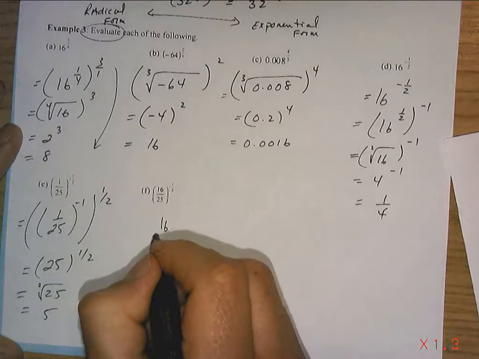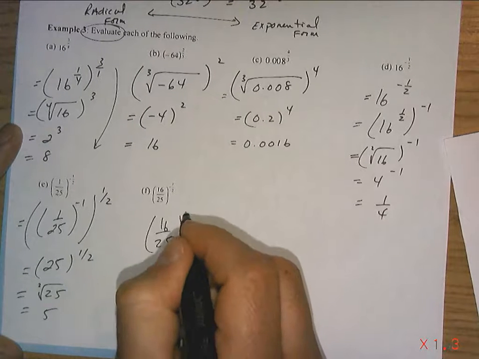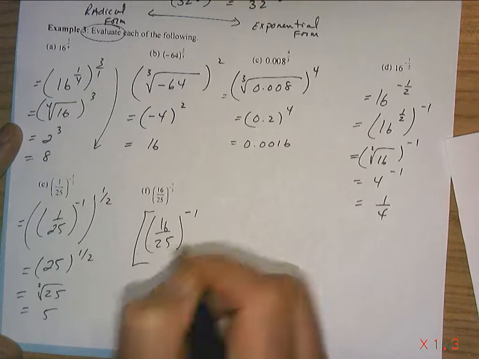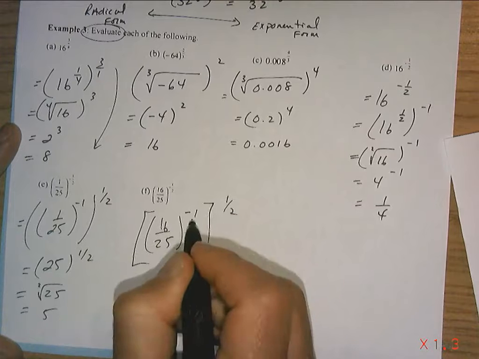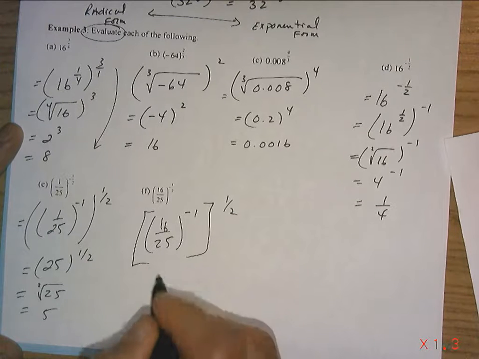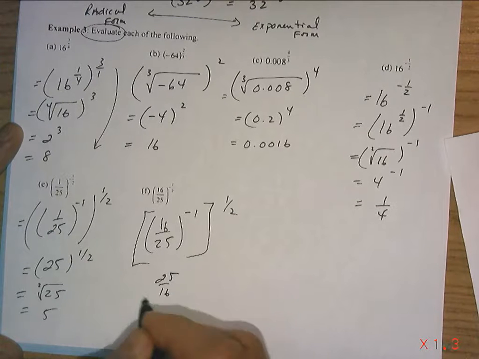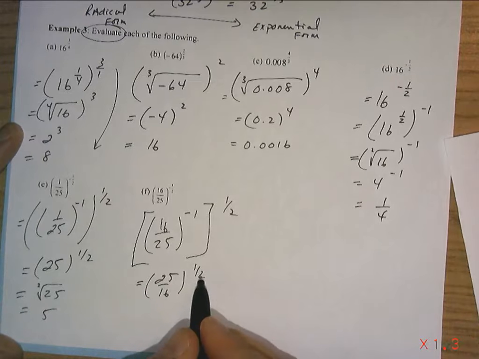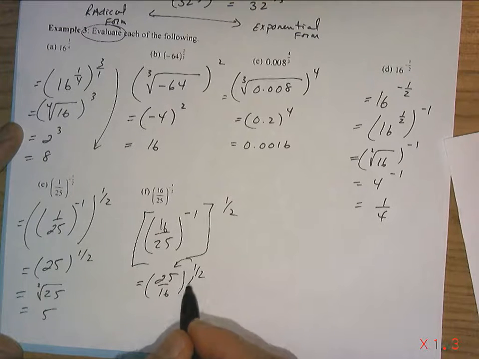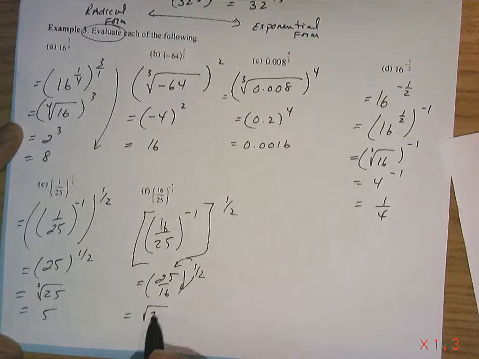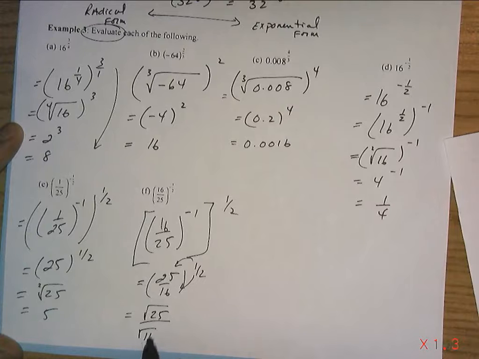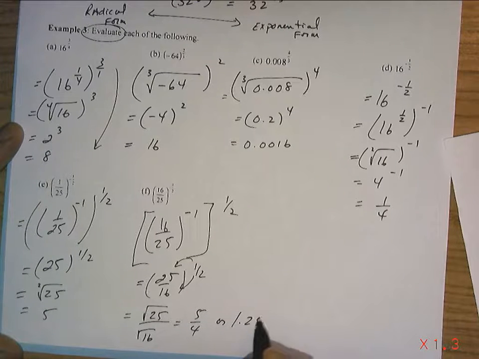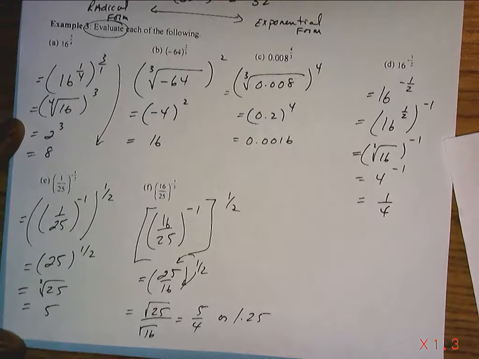And so the last one, 16 over 25 to the negative 1/2. Again, I'm going to let the negative go first. That's going to flip this base. We learned that in our last lesson. Now the 1/2 is going to go both to the top and to the bottom. So it's going to be the square root of 25 over the square root of 16, which is 5 over 4, or 1.25. Yes, that's right.